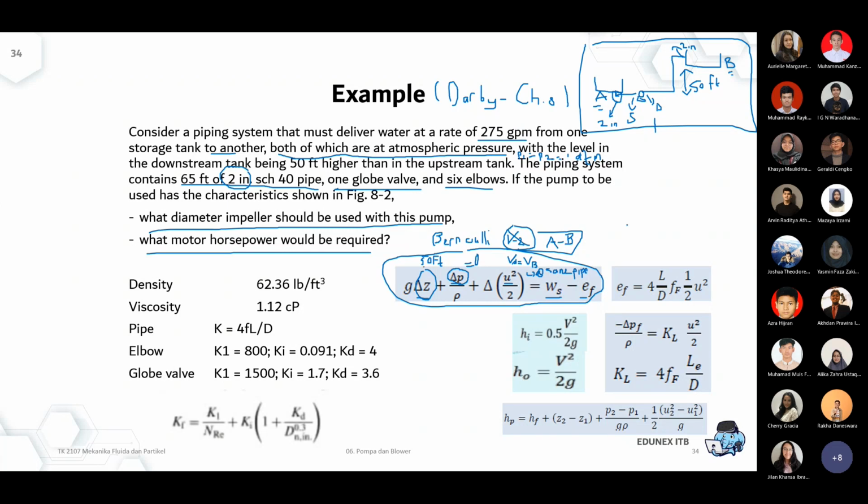So you actually have enough information to finish the left side of the Bernoulli equation. But how about the right side? Do you know your pump duty requirement, and do you know your EF, your friction?